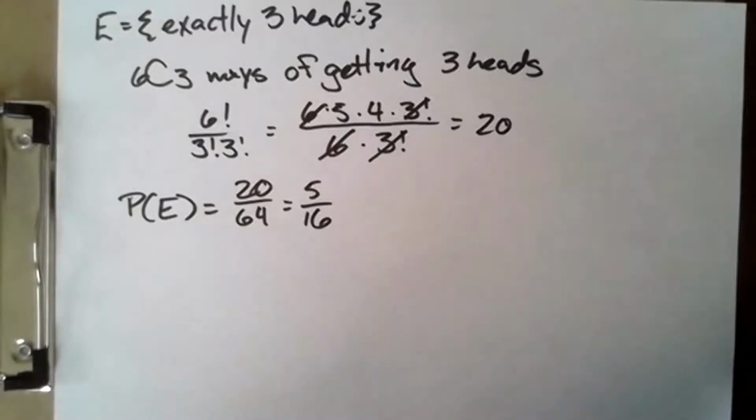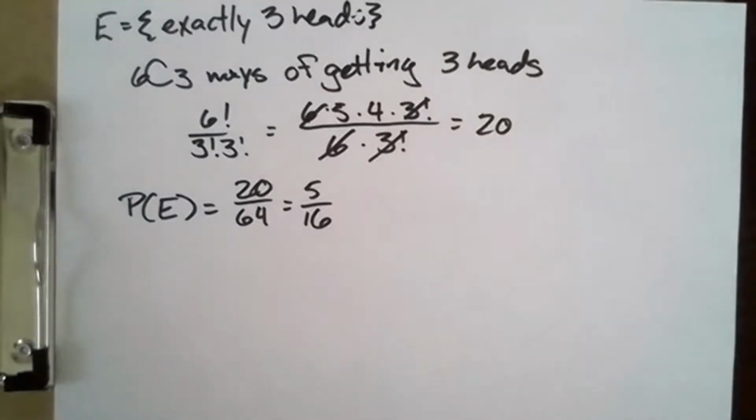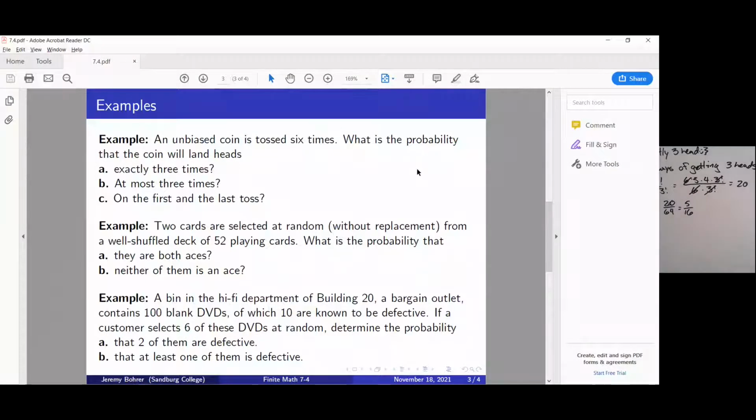The next problem, here we go. 2 cards are selected at random without replacement from a well-shuffled deck of 52 playing cards. What is the probability first that they... Oh, I'm sorry. I'm looking at the wrong problem now.